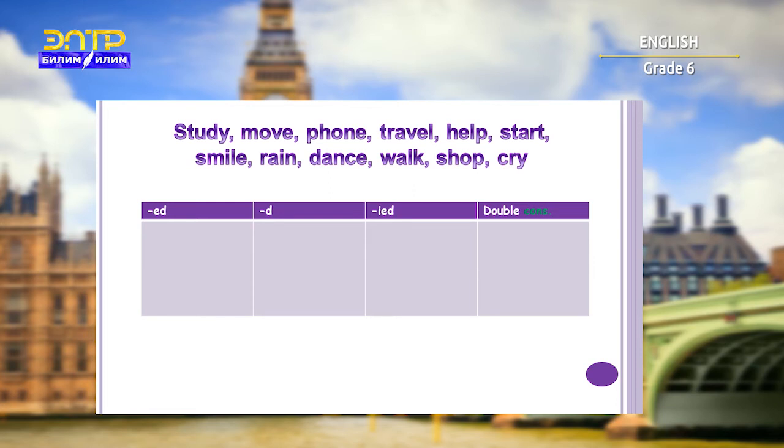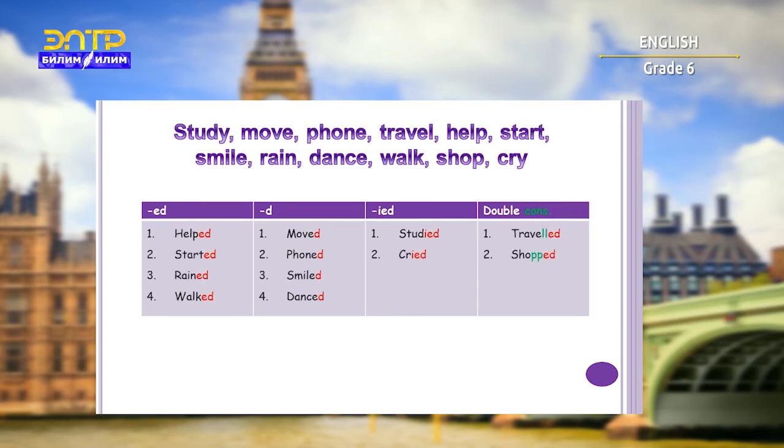Time is up. Let's check your answers. In the first column, helped, started, bringed, walked. And the second column, moved, phoned, smiled, and danced. And the third column, studied, cried. And in the last column, traveled, shopped. Good job.